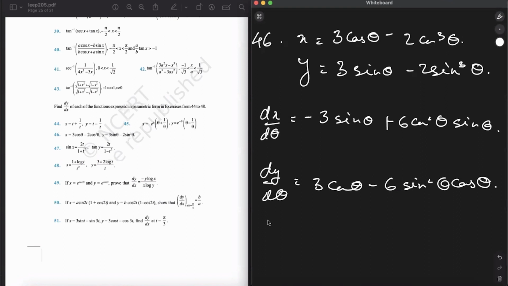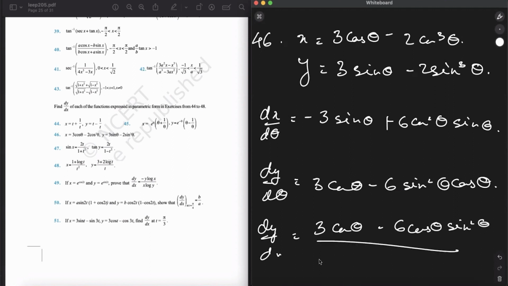Okay. So finding dy by dx, I'll get 3 cos theta minus 6 cos theta sin square theta, whole divided by minus 3 sin theta plus 6 cos square theta sin theta.